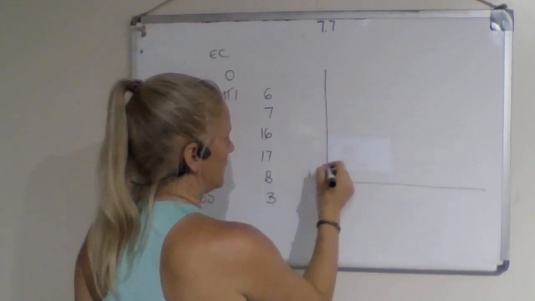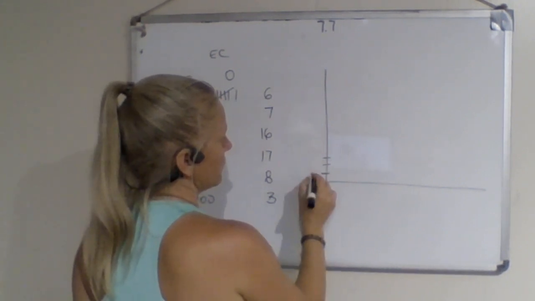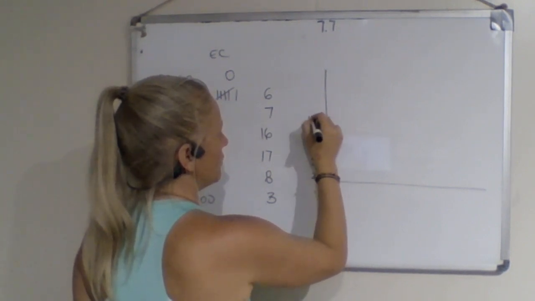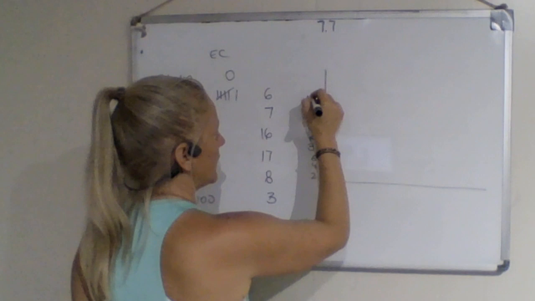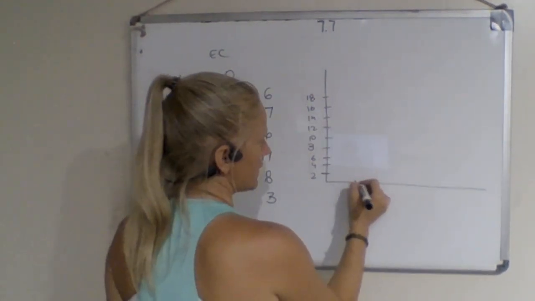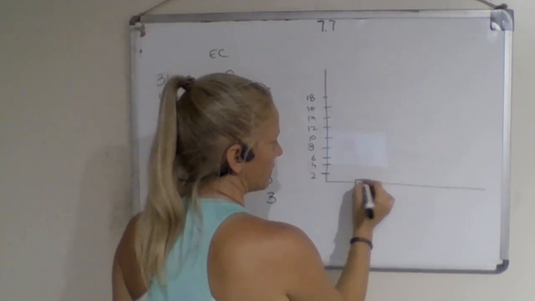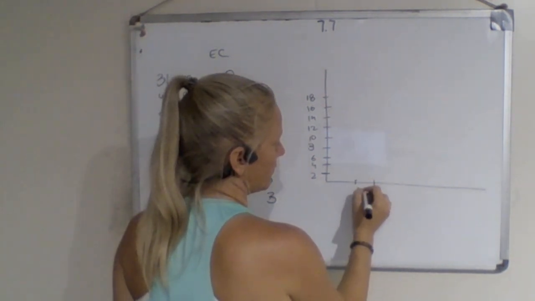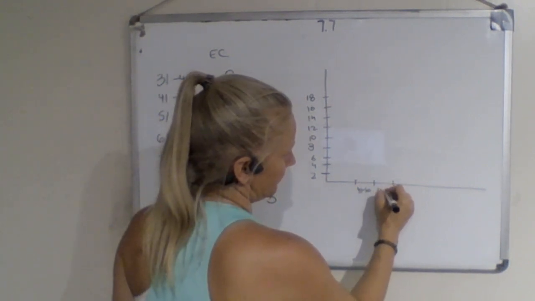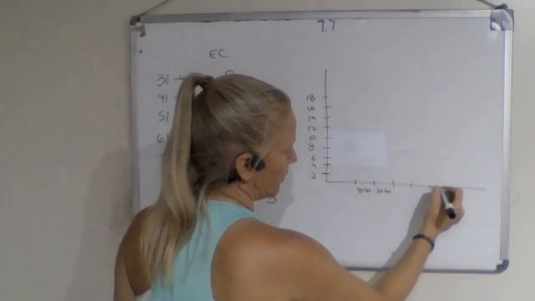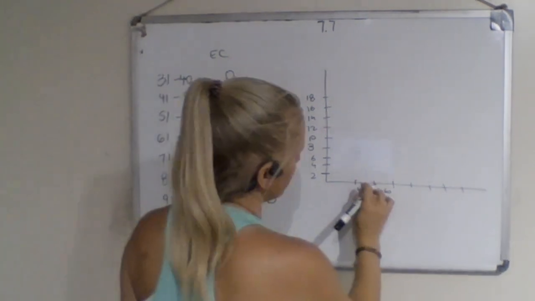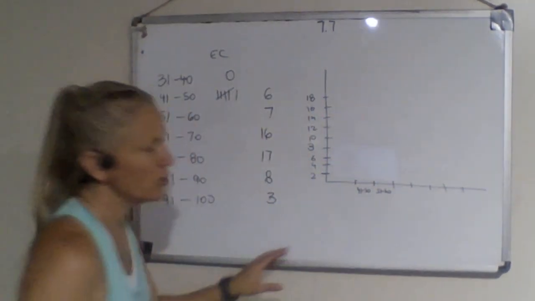Remember, this is 1, 2. Well, let's do this by 2. 2, 4, 6, 8, 10, 12, 14, 16, 18, okay? And now I'm going to make my little intervals. This is 41 through 50, okay? 51 through 60, 3, 4, 5, 6. How many do I have? 1, 2, 3, 4, 5, 6. I'm not going to write them all. You know how they go.